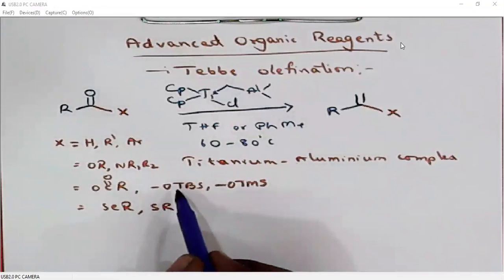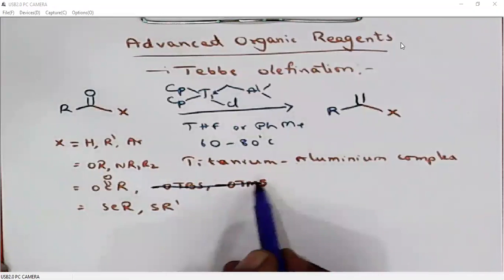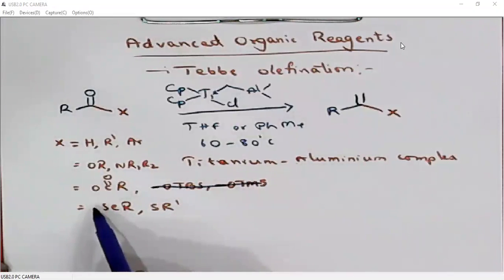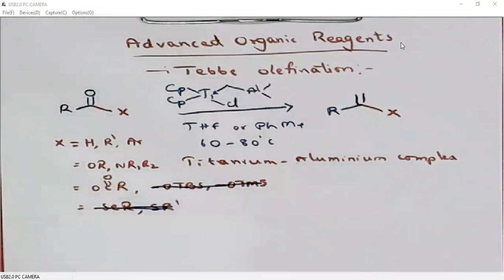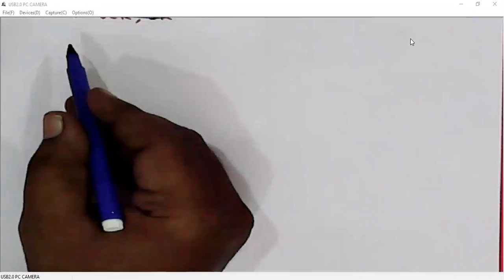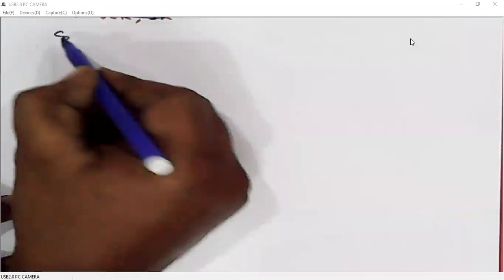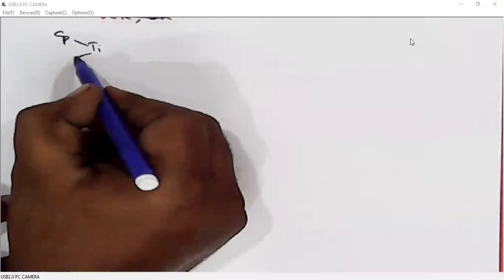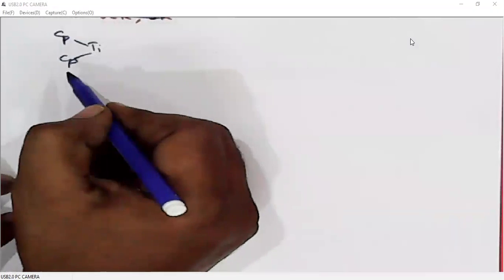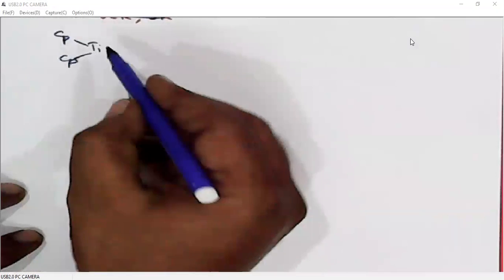Sorry guys, please take this correction. These groups are not for Tebbe olefination. Tebbe olefination is a very strong olefination so that any of these carbonyls can be converted to alkene. Now we will see how we generate Tebbe reagent and then how we convert carbonyl into olefin.